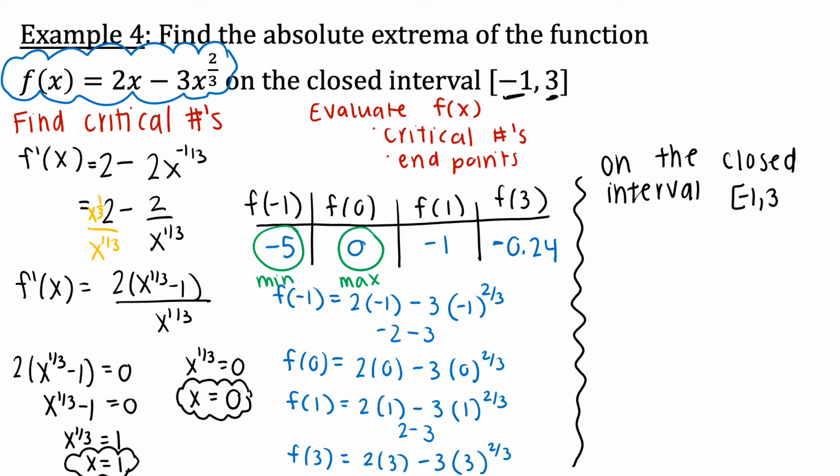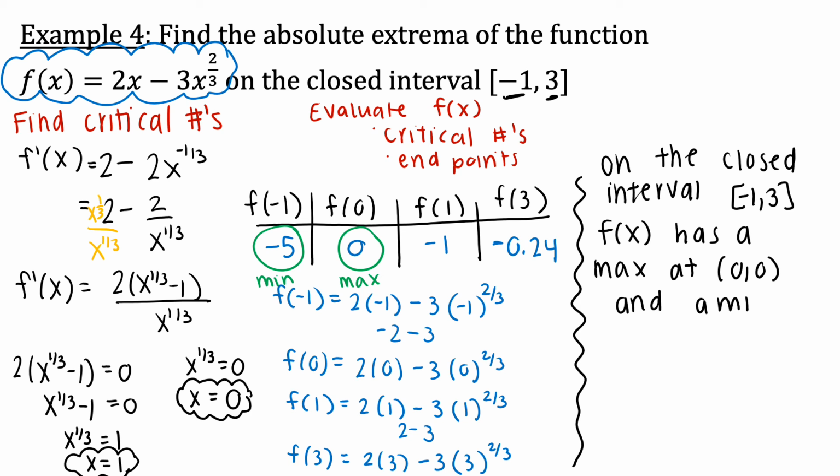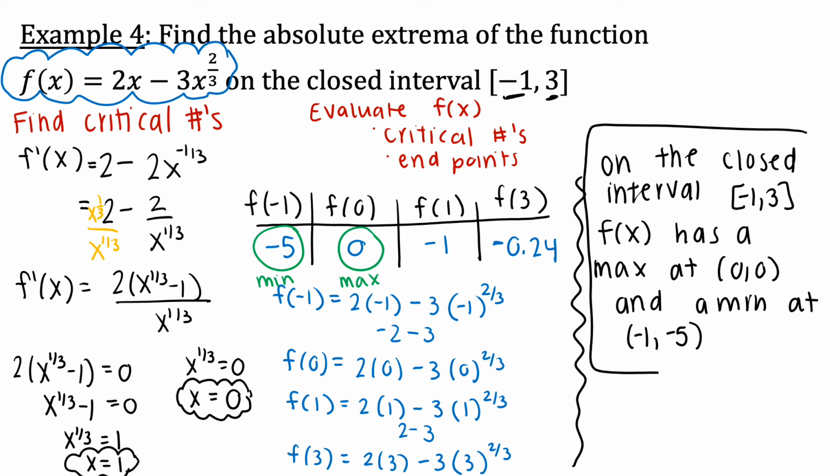From -1 to 3, our function f of x has a maximum at the point (0, 0), and a minimum at the point (-1, -5).